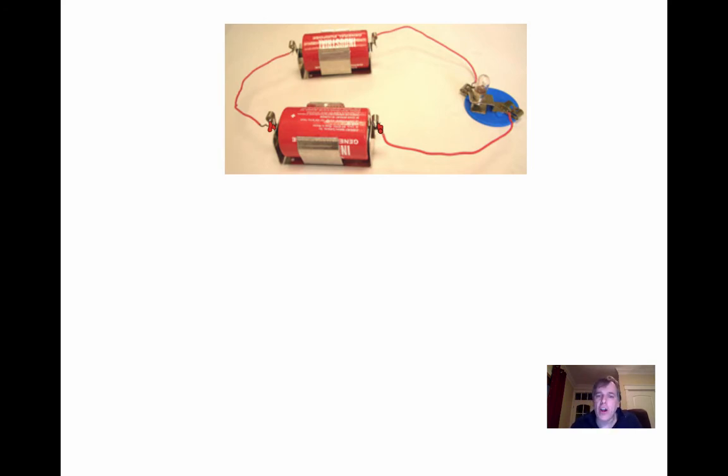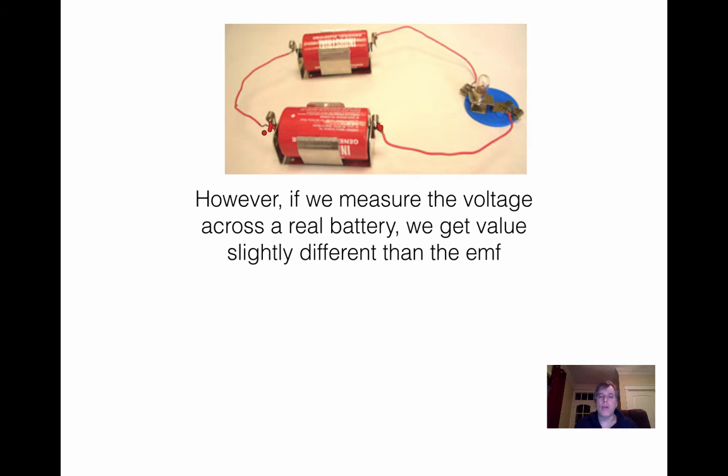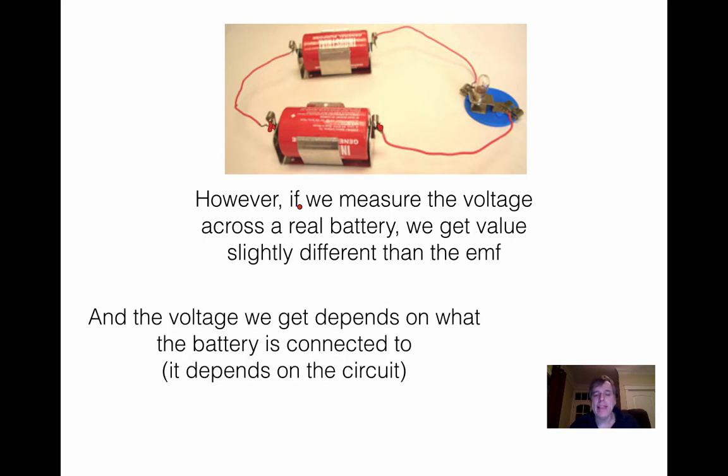So the voltage across a real battery depends on what it's connected to. And that's a bit surprising at first. Okay, so just to repeat, if we measure the voltage across a real battery, we get a value slightly different than the EMF, and the voltage we get across a real battery depends on what it's connected to. So you change the rest of the circuit, you get a different voltage across a real battery. Why is that? So now we want to understand what explains that.